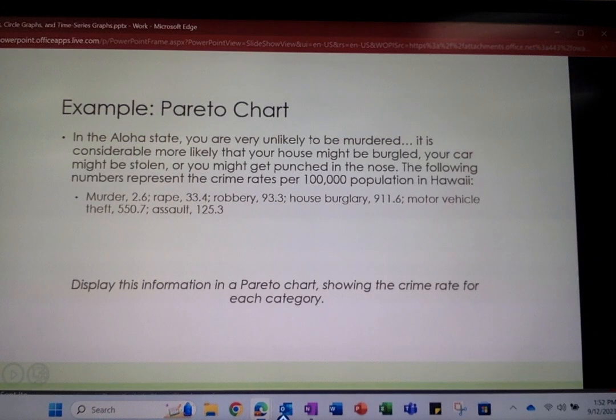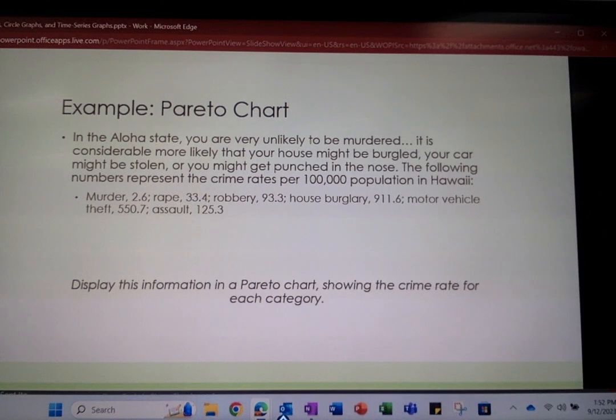So here's an example of a Pareto chart. In the Aloha state, you are very unlikely to be murdered. It is considerably more likely that your house might be burgled, your car might be stolen, or you might get punched in the nose. The following numbers represent the crime rates per 100,000 population in Hawaii.